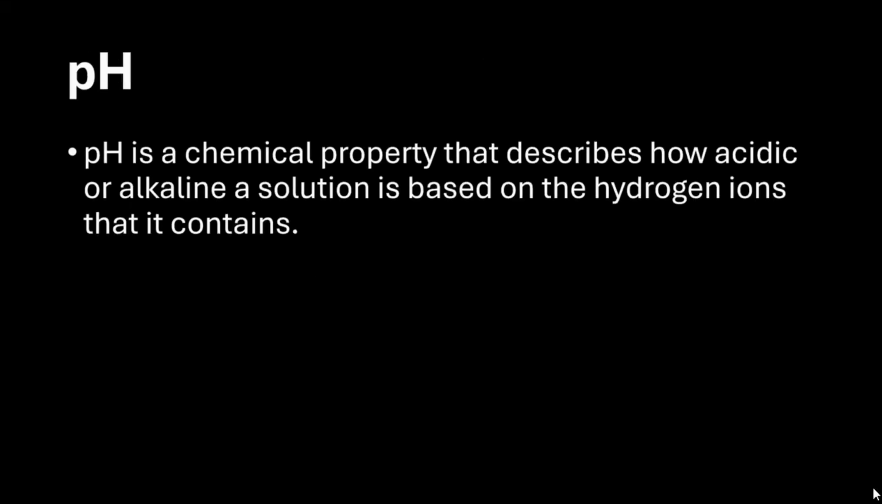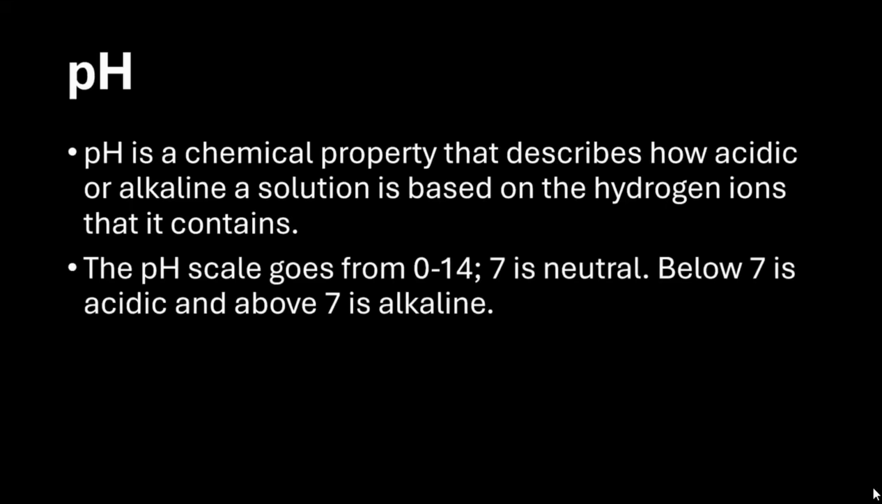pH. pH is a chemical property that describes how acidic or alkaline a soil is based on the hydrogen ions that it contains. The pH scale goes from 0 to 14, 7 being neutral. Below 7 is considered acidic, and above 7 is considered alkaline.